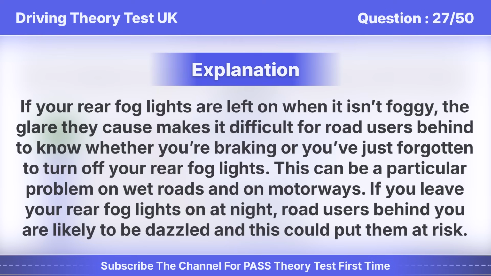If your rear fog lights are left on when it isn't foggy, the glare they cause makes it difficult for road users behind to know whether you're braking or you've just forgotten to turn off your rear fog lights. This can be a particular problem on wet roads and on motorways. If you leave your rear fog lights on at night, road users behind you are likely to be dazzled, and this could put them at risk.